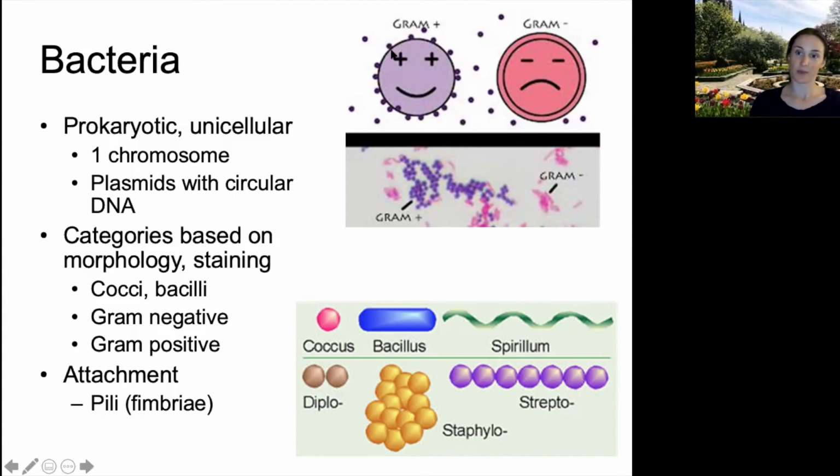So you could see gram-positive stained purple. Gram-negative was red or pink. And these are the different shapes. So the coccus, diplococcus, you can have staphylococcus, streptococcus, you can have bacillus, so diplobacillus, staphylobacillus, streptobacillus, or spirillum, and so on. They can also have an attachment of pili on it.